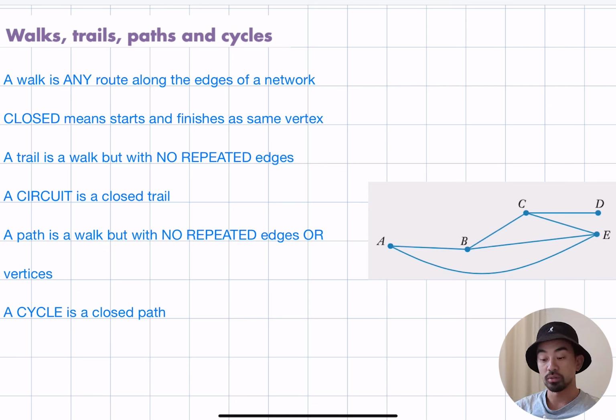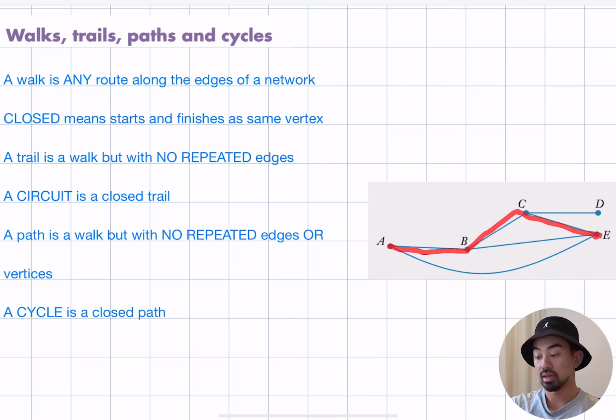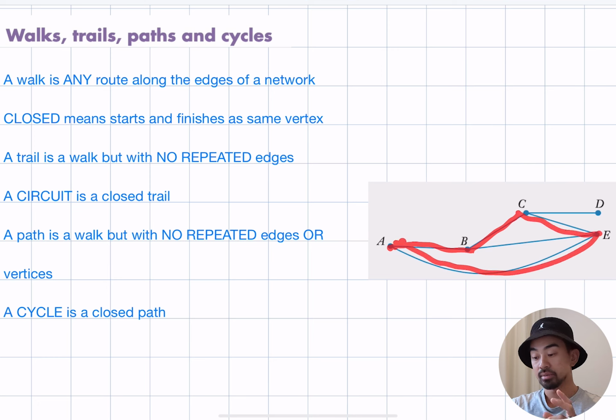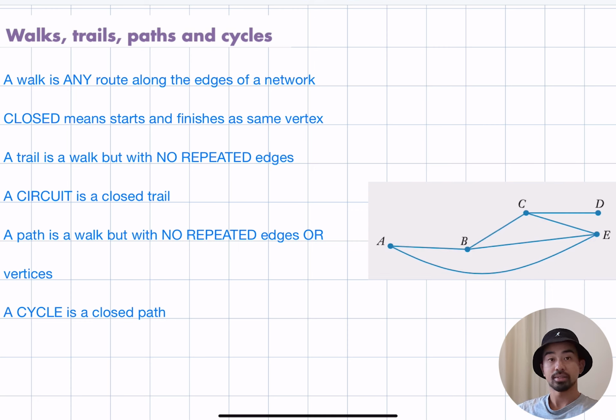So the next one is a trail. A trail is a walk with no repeated edges. So A, B, C, E, and let's say it goes back to B. It repeats a vertex, but doesn't repeat any edges, so that's a trail. A circuit is a closed trail. So a circuit is a closed trail if it starts and finishes at the same place and doesn't repeat any edges. So let's say it goes A, B, C, E, and then back to A. That could be classified as a circuit.